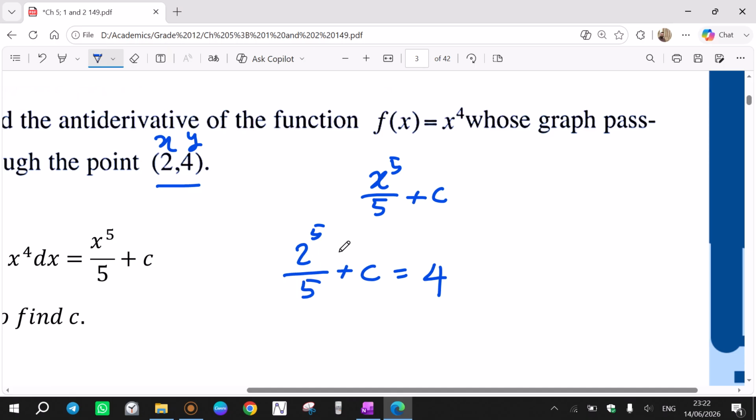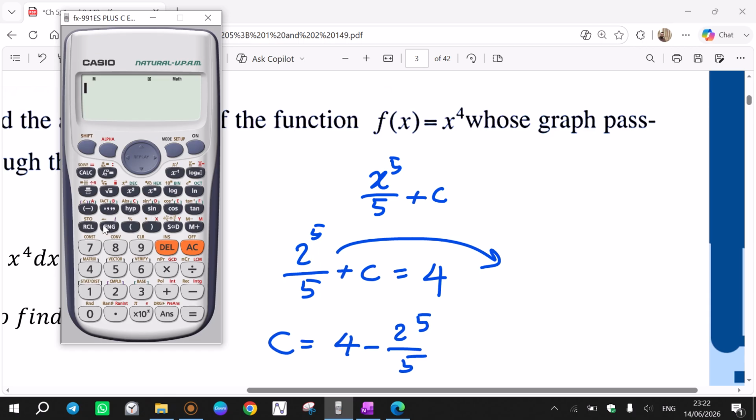Now to find the value of c, I send this to the other side. C equal to 4 minus 2 power 5 over 5. And you can write this in calculator to find the result as a fraction. 4 minus fraction 2 power 5. Now you might say this calculator is not allowed in the exam. Yeah, I know that. The result is negative 12 over 5.